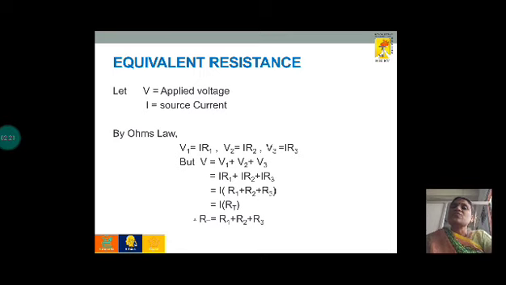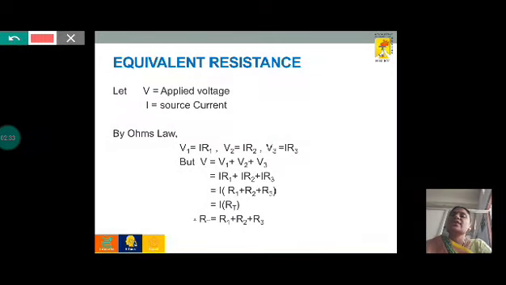In this series combination, we have to find the equivalent resistance. By using Ohm's law, we can find it: V1 equals I into R1, V2 equals I into R2, and V3 equals I into R3. We know that V equals V1 plus V2 plus V3. So instead of V1, V2 and V3, we substitute I into R1 plus I into R2 plus I into R3. Because I is constant, it is I into (R1 plus R2 plus R3), which equals I into RT, where RT equals R1 plus R2 plus R3.